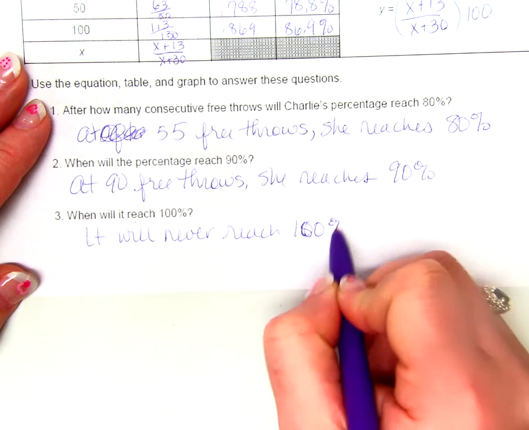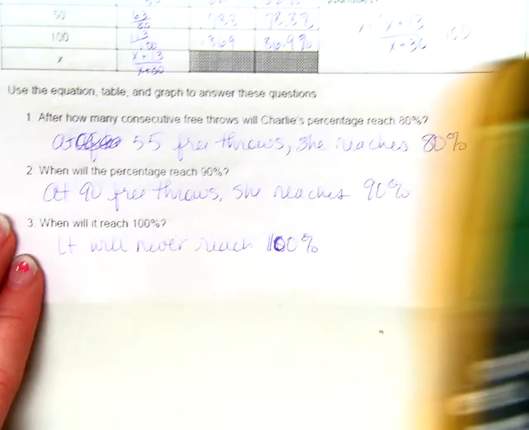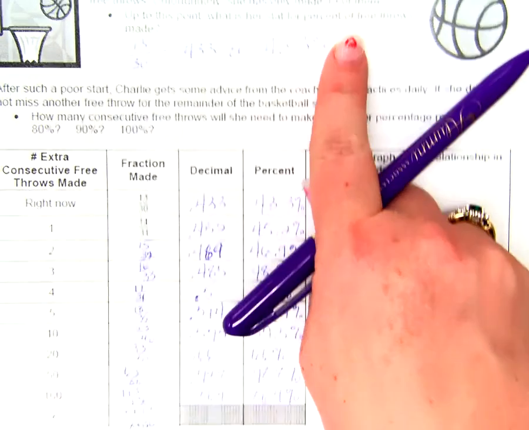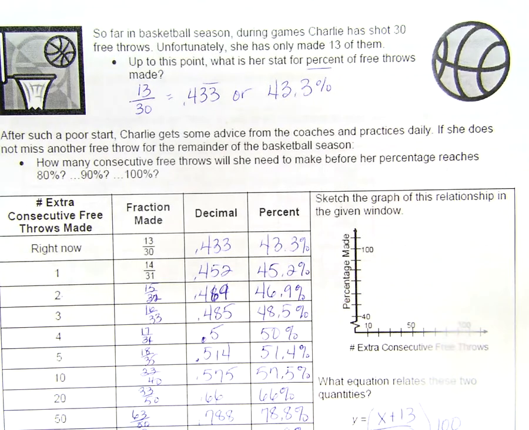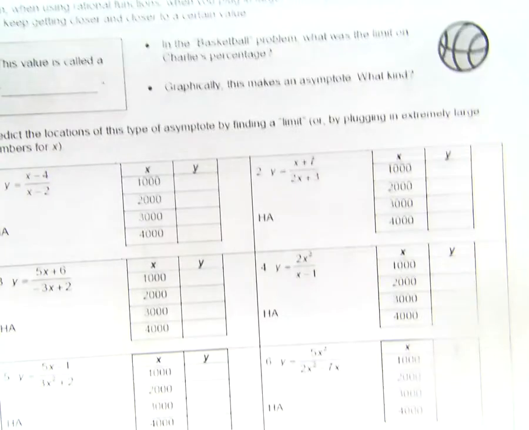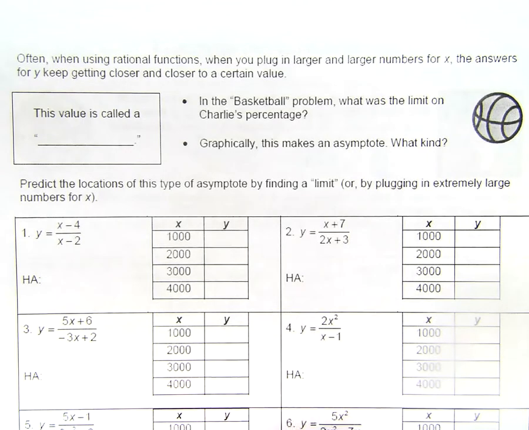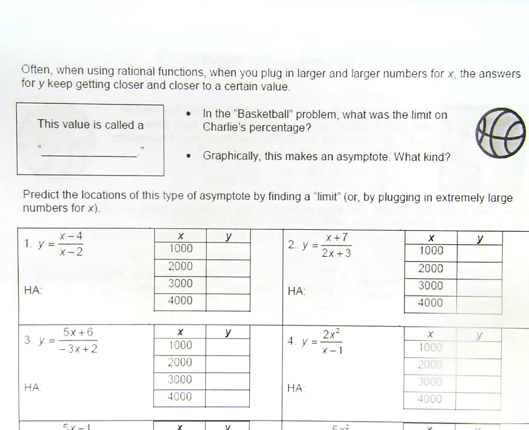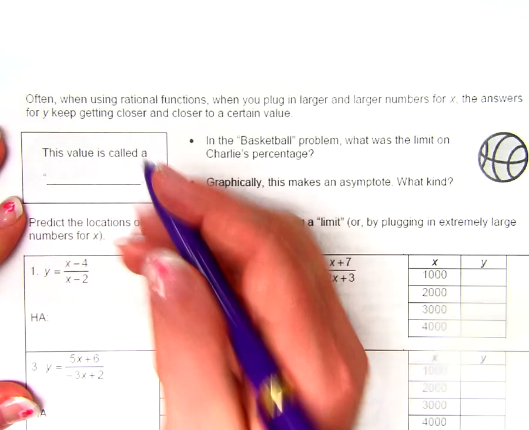Now, what you need to understand is the calculator will get pretty close. And it may actually round to 100 because it can only hold a certain number of place values. Okay? But you know and I know that since she missed 17 free throws at the beginning, she'll never get to 100%. Okay? So look at the back for me. Often when using rational functions, when you plug in larger and larger numbers for x, the answers for y keep getting closer and closer to a certain value. This value is called a limit.